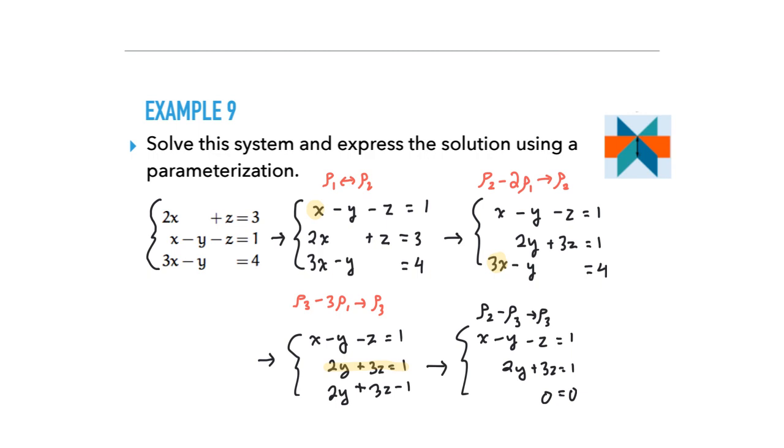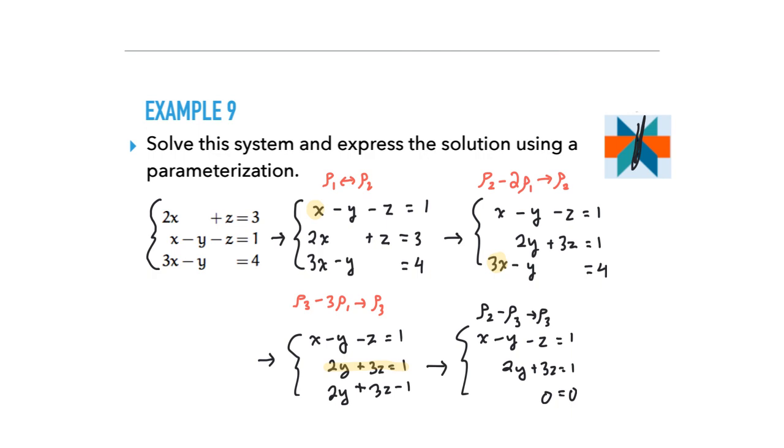In other words, I found a redundancy. I don't really have 3 equations and 3 unknowns, but I really only have 2 unique equations with 3 unknowns. And that's why, visually speaking, I have a whole line of solutions. In order to describe that line, we can use a parameterization.